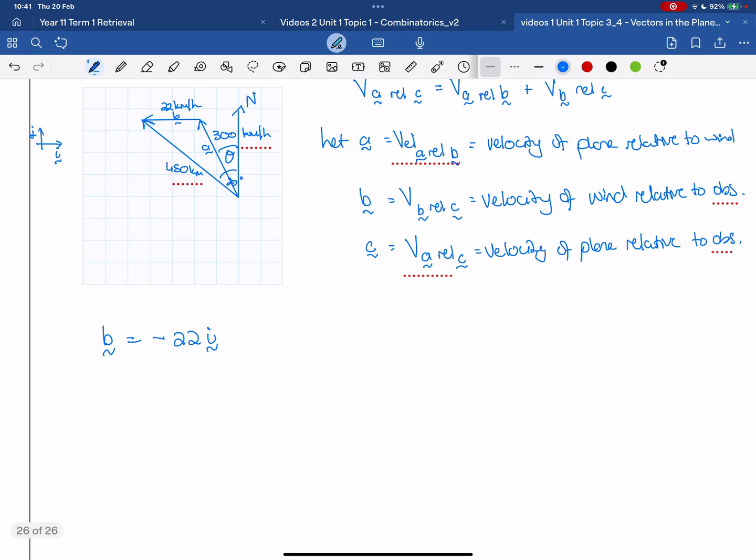And my A, well, I don't know what angle that's acting at, but that's okay. I've got an angle theta, and I have some trig ratios. So I can say that A is going to be, well, I've got a sine ratio, it's a negative i, so negative 300 sine of theta i, and I've got a positive j, so plus 300 cos of theta j. All right.